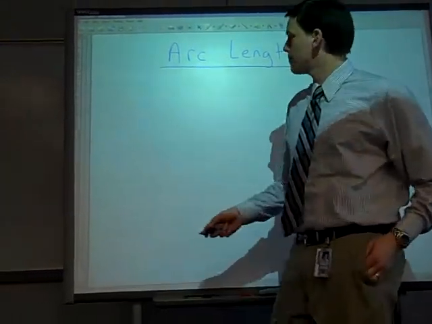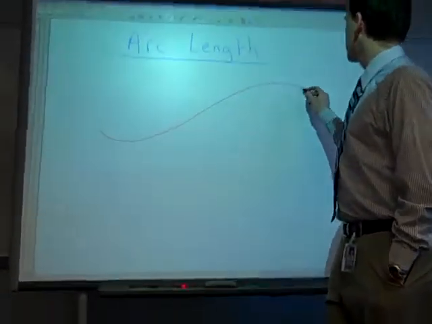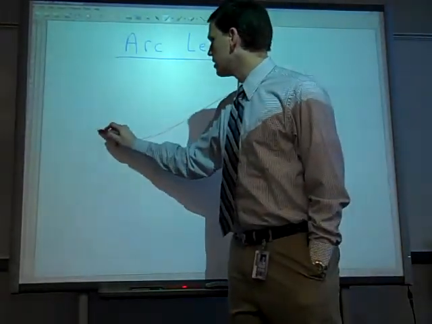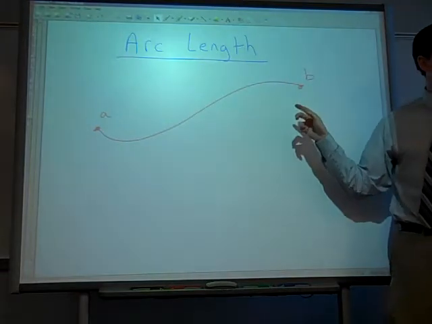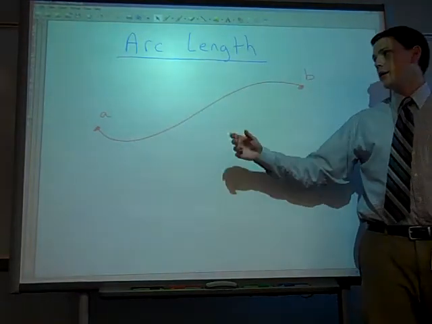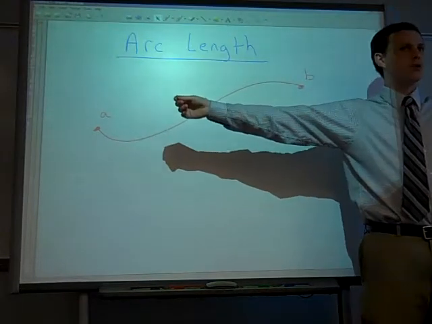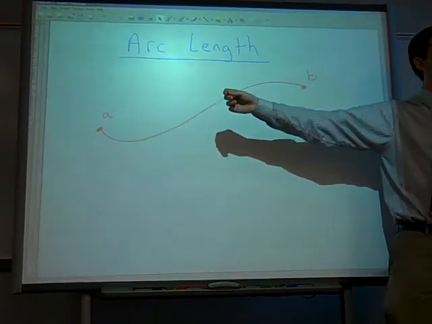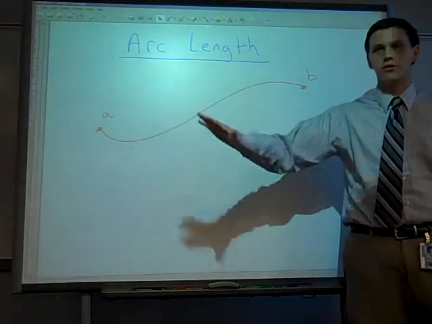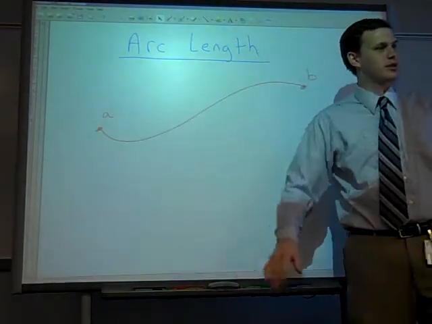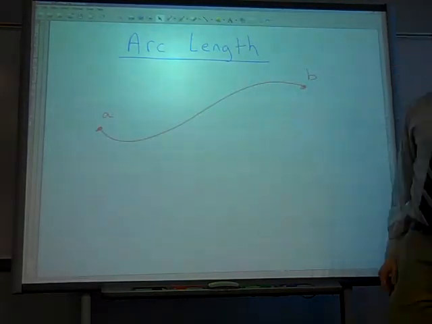Here's the idea: you take some curve from A to B, and we want to find out how long that curve is, the length of the arc. Well, if it's a piece of string, that's easy. You pull it straight, take out a ruler, and measure it. Unfortunately, for a lot of curves, you can't do that. Like the terrain of Earth, you can't just flatten Earth out and measure it. It doesn't work that way. So we need other tools to measure lengths of these curves.